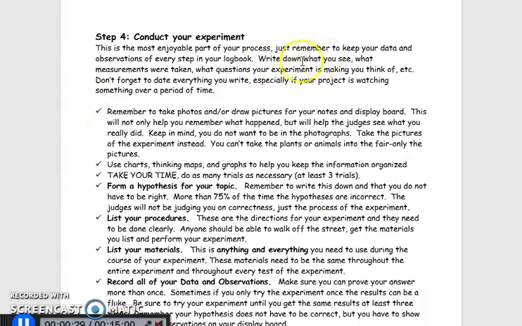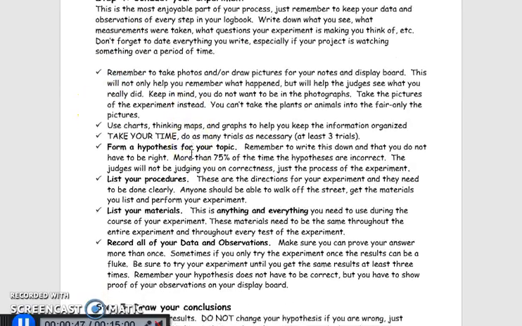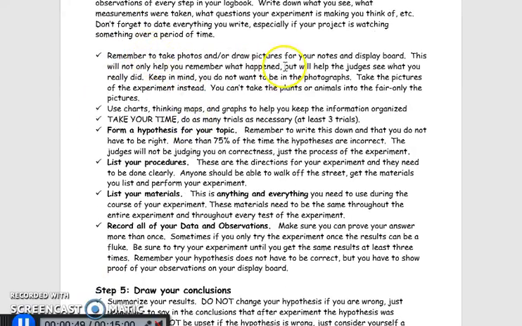You need to make sure that you're keeping track of your data and observations for every step along the way in your logbook. Write down what you see, measurements that were taken, any questions that your experiment may make you think of, and so on. Don't forget to date everything you write, especially if your project is watching something over a period of time. Remember to take pictures or draw pictures of what's going on in your experiment.